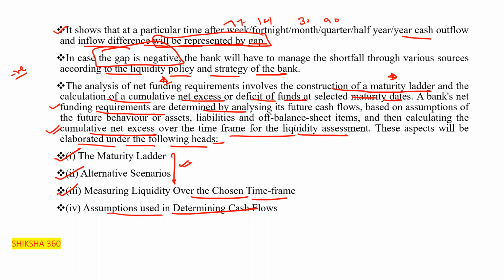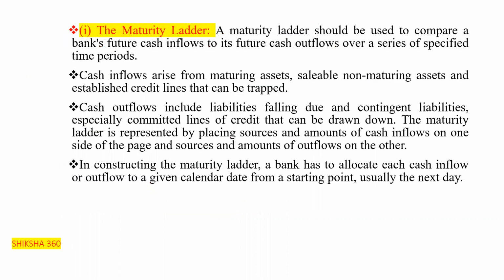First one is the maturity ladder, and second one is the alternative scenarios. So what is a maturity ladder? A maturity ladder should be used to compare a bank's future cash inflows to its future cash outflows, how much cash we are getting and how much cash goes out from our hands, over a series of specified time periods.